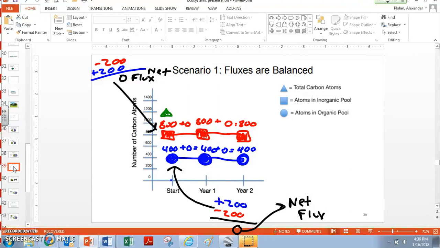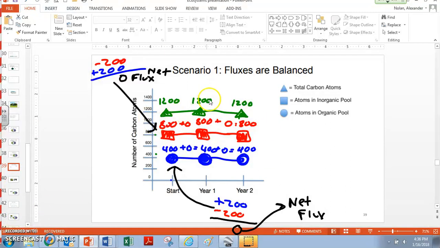And then something interesting pops up when you start looking at these totals. What we find is that no matter what, every time you add up the inorganic and the organic carbons, you end up with the same total amount. You're always going to get 1200, and that's because Earth is a closed system, and even though you're going to move carbon between pools, the total amount of carbon on Earth is going to stay the same.